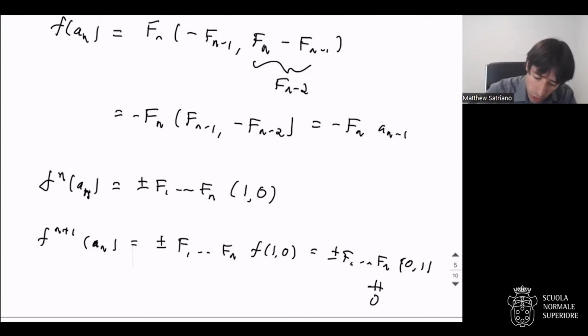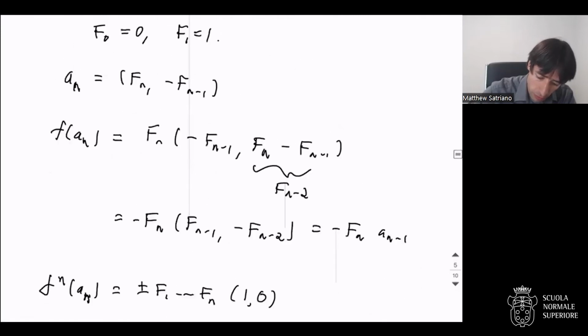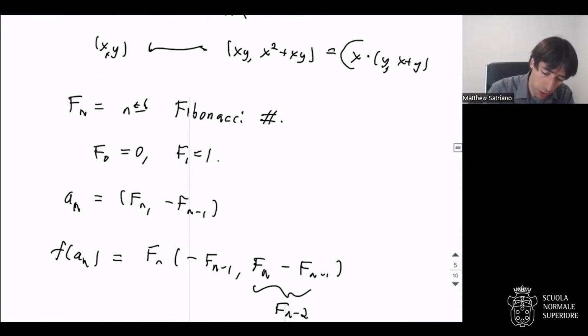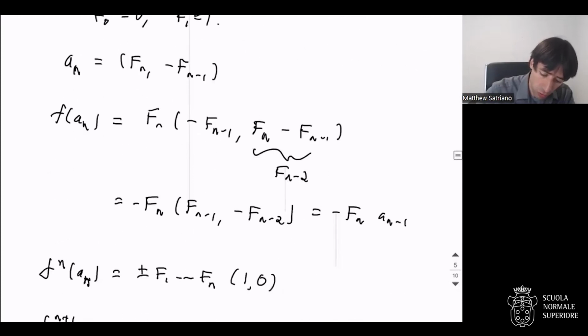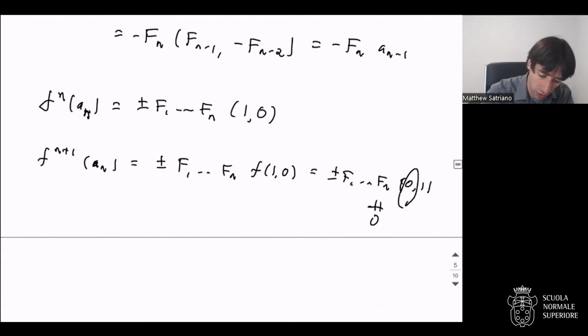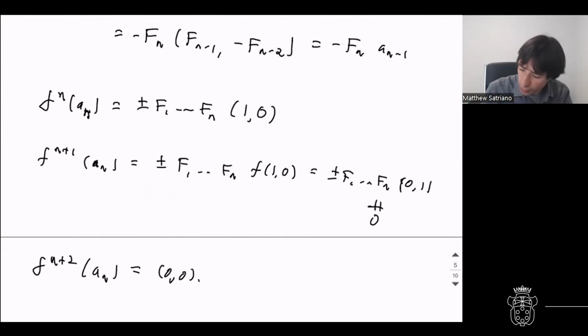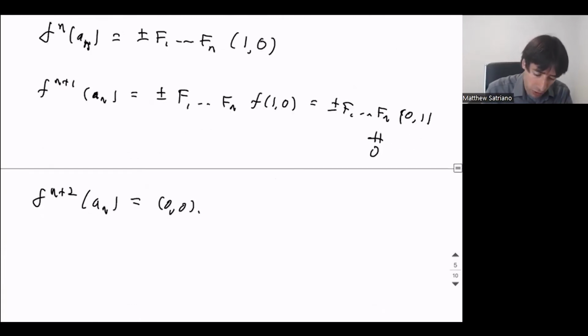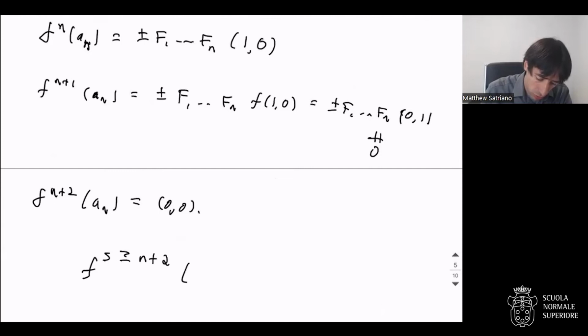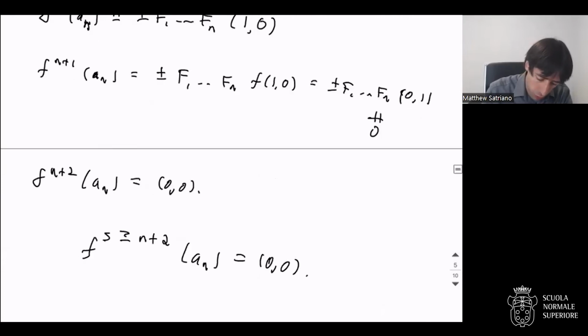But if we apply it one more time, let's go back and take a look at our map. We're multiplying by x on the outside, and since we have this 0 in our x coordinate, it's going to kill this point. So if we do f^(n plus 2) of a_n, then we're going to get (0, 0). Just to summarize, if I take f to the s, and s is bigger than n plus 2, then you're always going to be sent to 0. But if we do f to the n plus 1, then it's non-zero.